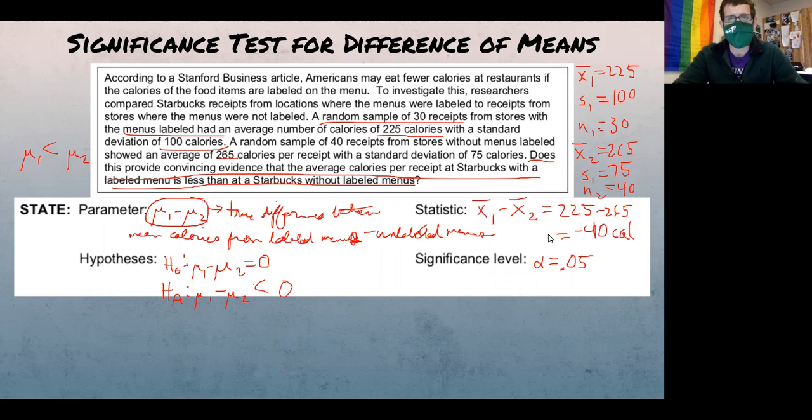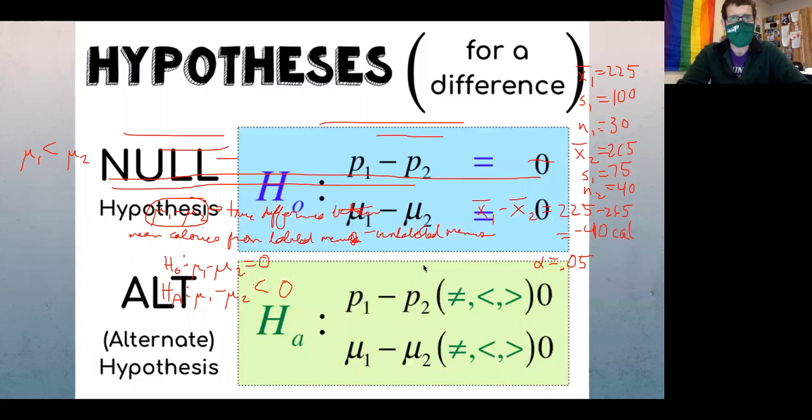Let's look at the next part. I've never made a big deal about this, but notice it says state, and the next one is going to say plan, then do, and then conclude. If you can remember that structure, state, plan, do, conclude, it's a good mnemonic to help you make sure you cover everything. Now notice here, I'm just going to let you read through my writing. The null hypothesis for means is that the difference equals 0.